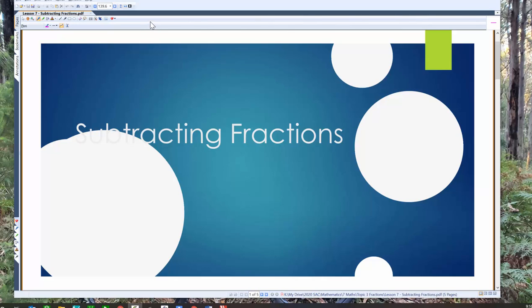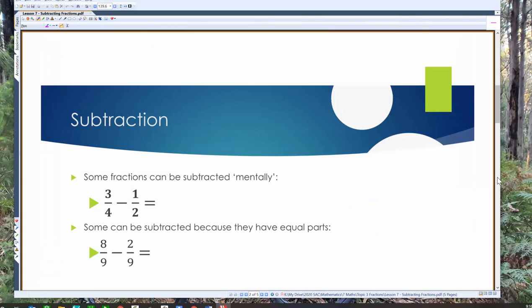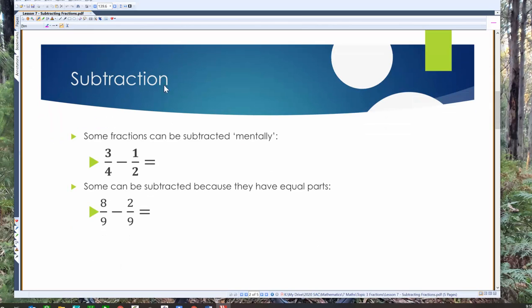When we subtract fractions, we use a very similar process to adding fractions. Some fractions can be subtracted mentally. Just say for argument's sake that you're planning to give your star netball player 3/4 of a netball game, but she didn't come to training, and so you say to her, listen, I'm going to take a half a game off you. What that means is you started at 3/4 and removed a half a game. That means that you're only going to give that star player a quarter of a game. So that one can be done mentally.